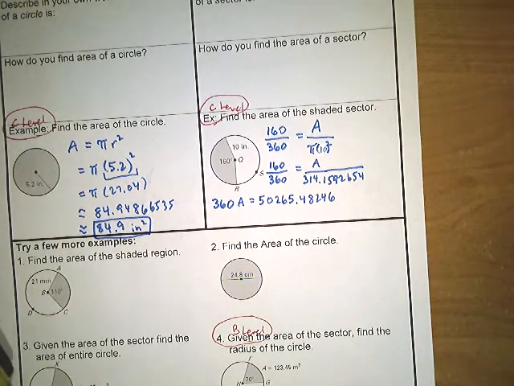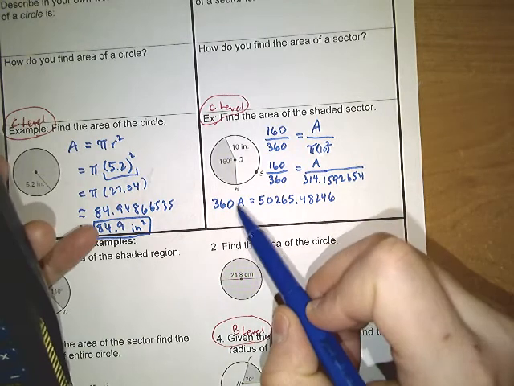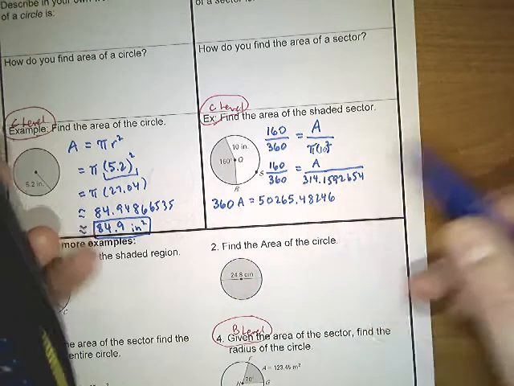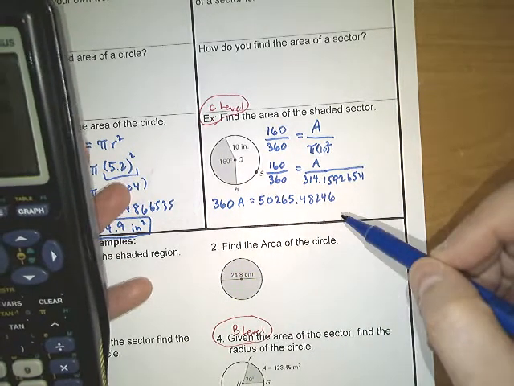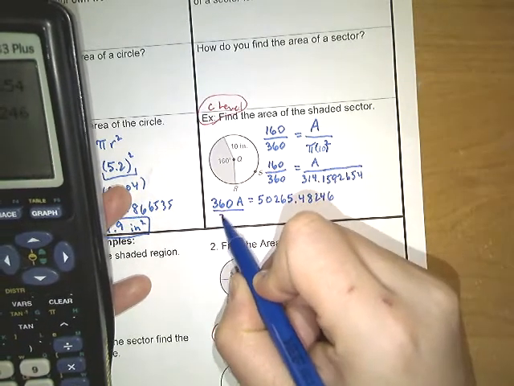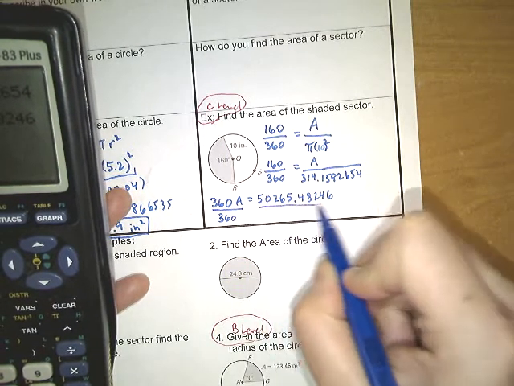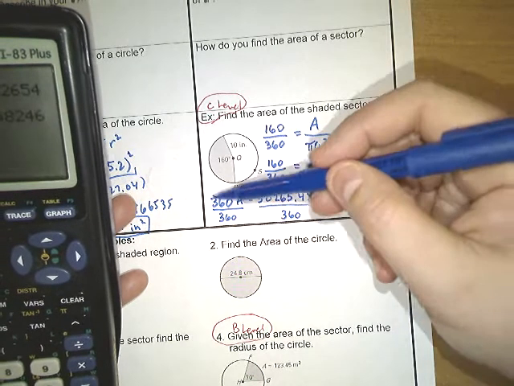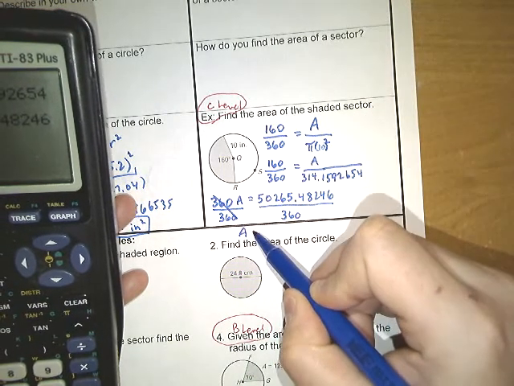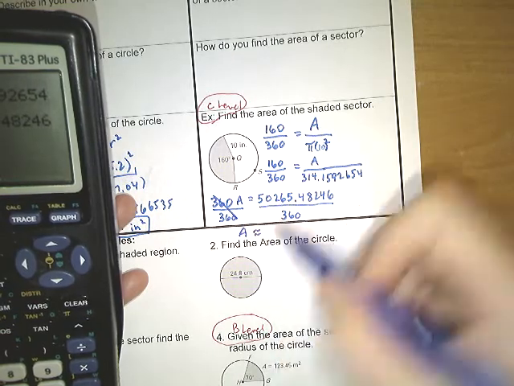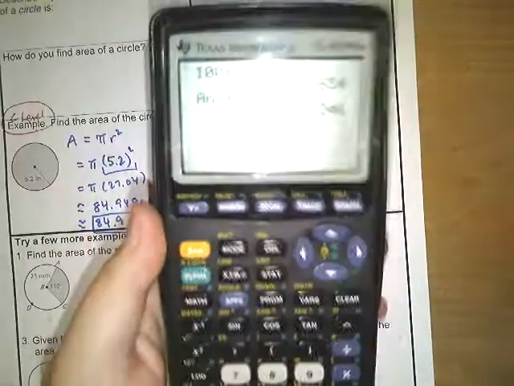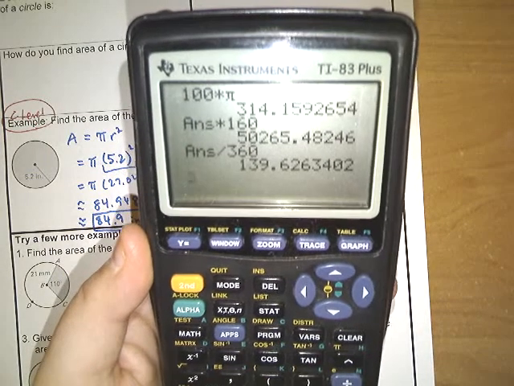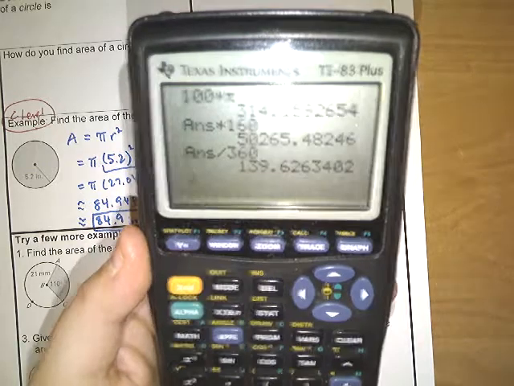Okay. And then we're almost done. All I have to do to isolate the A variable is to divide both sides by 360. So I'm kind of running out of space, so I'm going to go ahead and just steal that line of notation that I just wrote. Normally I would write it again, but okay, so now I'm going to divide both sides by 360. And the area of the sector is approximately this number divided by 360, so I've already got that on my screen, so I'll just divide by 360. And I get 139.62634.